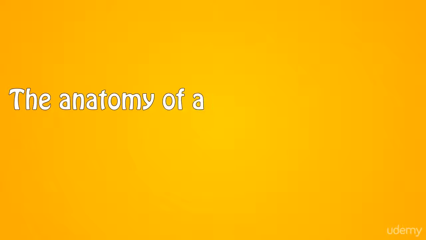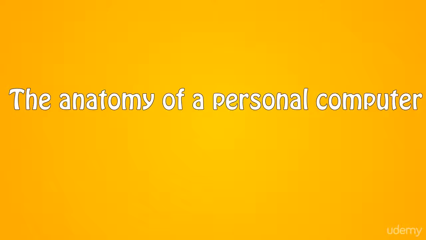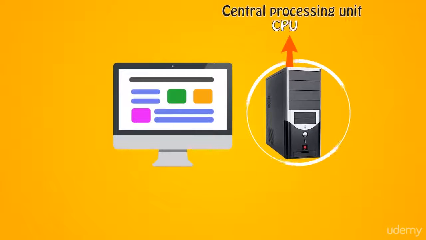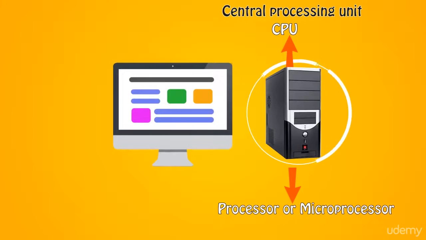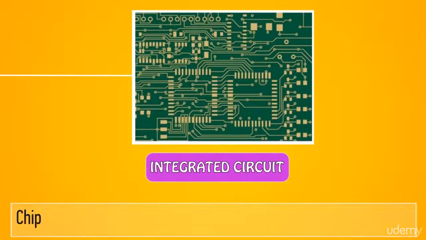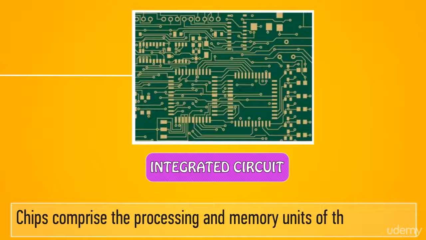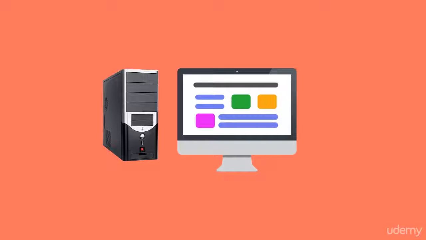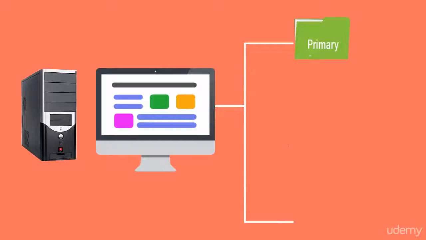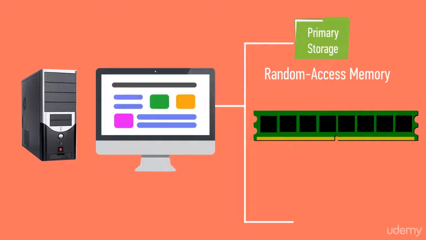Let us discuss in brief the anatomy of a personal computer. At the heart of the computer lies the central processing unit, or the CPU, also known as processor or microprocessor. It consists of integrated circuit, also known as chip. Chips comprise the processing and memory units of the computer. A computer also has internal storage. There are two kinds of storage: primary storage, also called random access memory (RAM), or simply memory, is made from memory chips and is very fast.